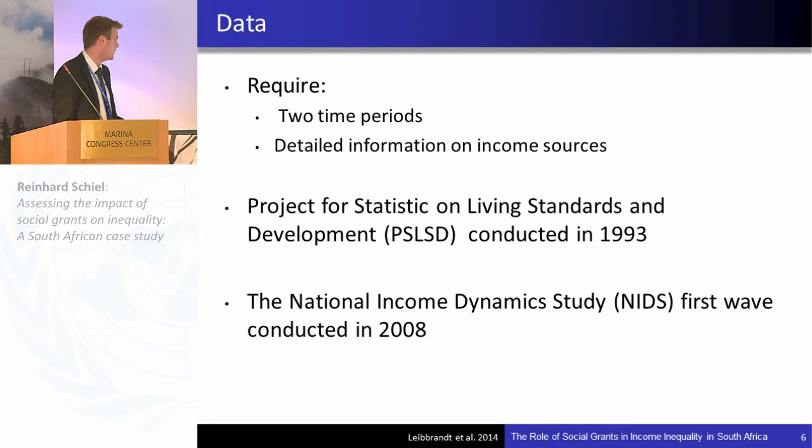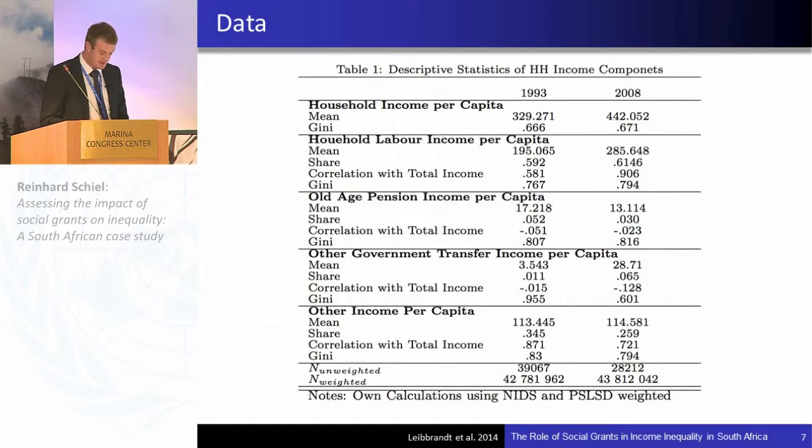And so as a result, we turned to the Project for Statistics on Standards of Living, conducted in 1993, as our pre-democracy snapshot, and then using the 2008, 15 years later, National Income Dynamics Study to give us our picture of South Africa, which would include the expansion of the social grant system. Table one provides some basic descriptive statistics on the total household income per capita and shows that the Gini coefficient has increased slightly, but not dramatically, and that despite the expansion of the social grant system, we do not see a decrease in inequality on an aggregate level.